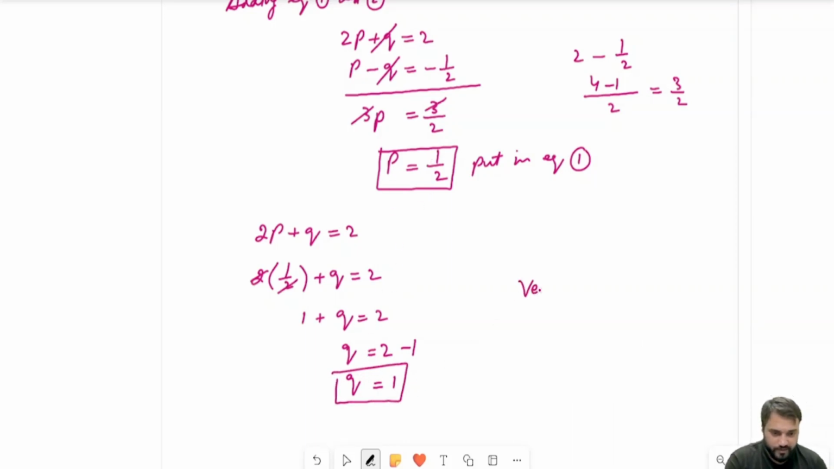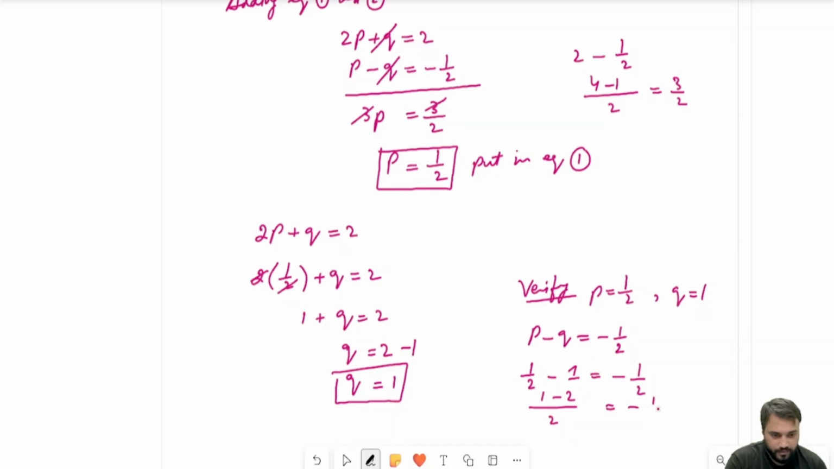You can verify by putting these values in equation 1 and equation 2. P is equal to 1 over 2 and q is equal to 1. Okay, I'm going to check it for you. I have second equation, p minus q is equal to minus 1 over 2. Now putting these values, that is 1 over 2 minus 1, that should be equal to minus 1 over 2. I'm going to take the LCM is 2. The rest will be 1 minus 2, again equal to minus 1 over 2. So our answers are correct.